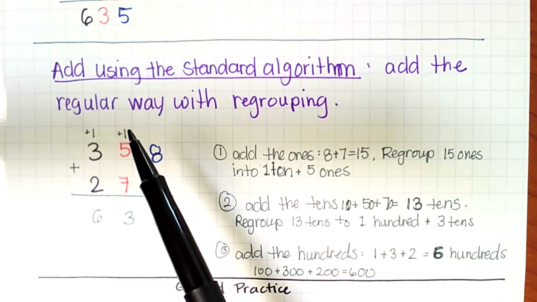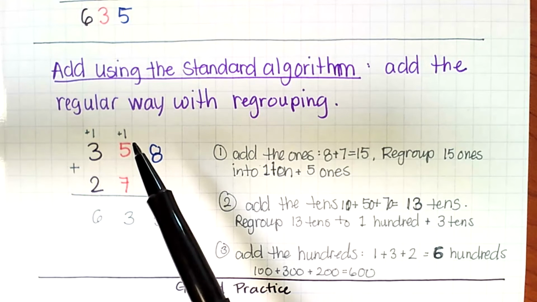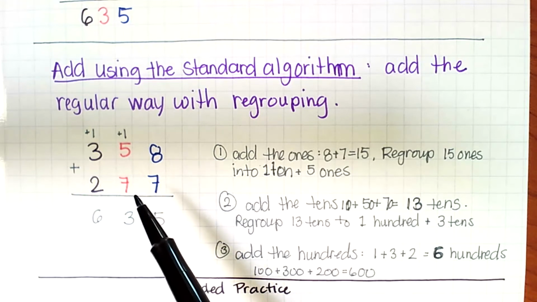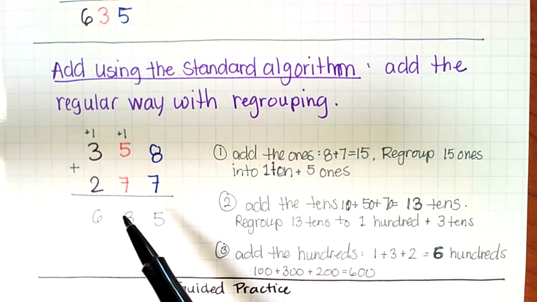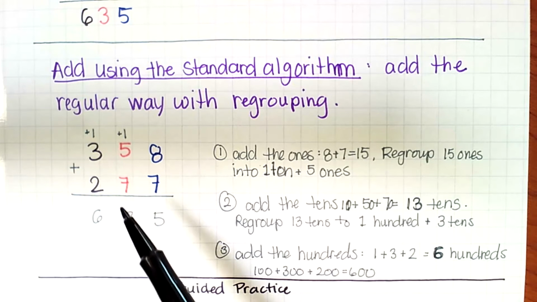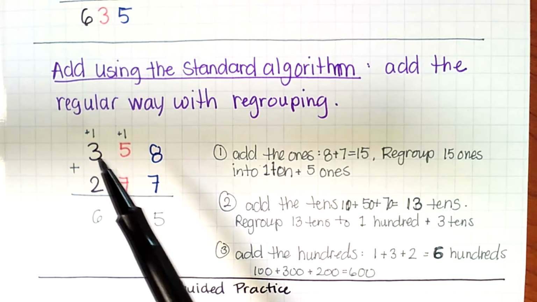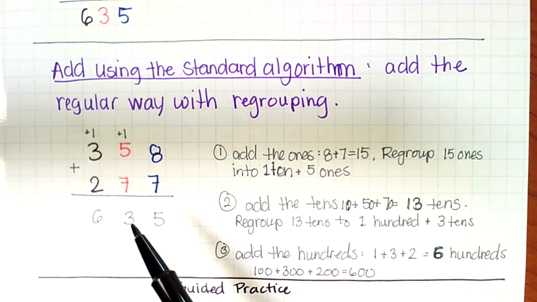Then we add those three numbers together. 1 plus 5 plus 7, that's 6 plus 7, which is 13. So we have 13 tens. 13 tens is the same thing as saying 130. So we're going to regroup that to one group of 100 and 3 tens, because 130 is one group of 100 and 3 tens.